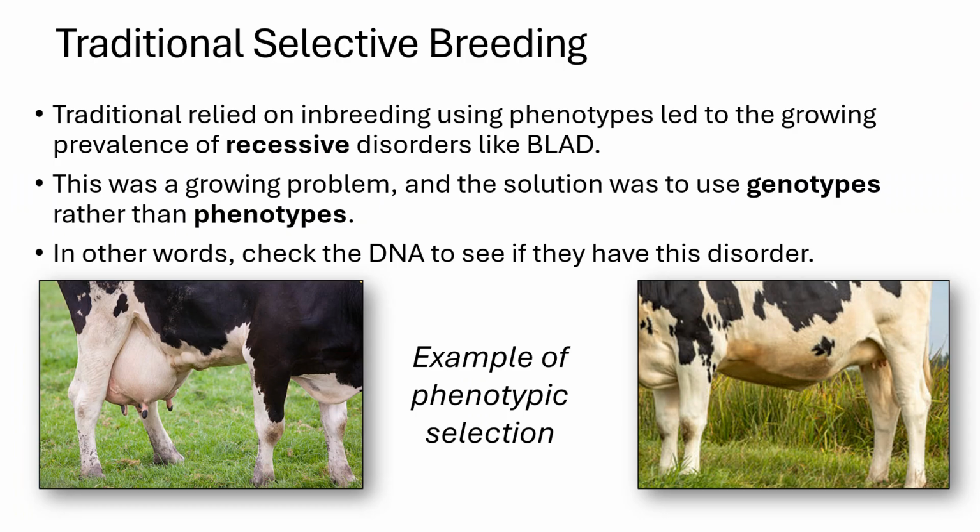So again, traditional selective breeding: you can only choose what you can see. So if you were a milk farmer, would you choose this cow over here to have babies, or would you choose this cow over here to have babies? And hopefully you all said you want the one with the big udder because it produces a lot of milk. So you will choose her. But how do you know if she is a carrier of BLAD? Consequently, we need to check the DNA.